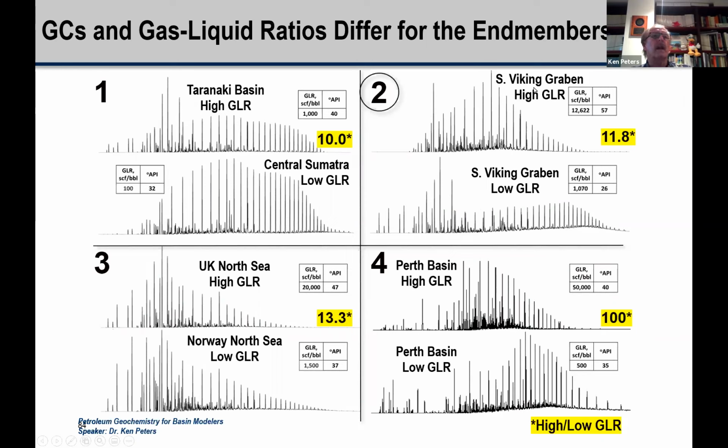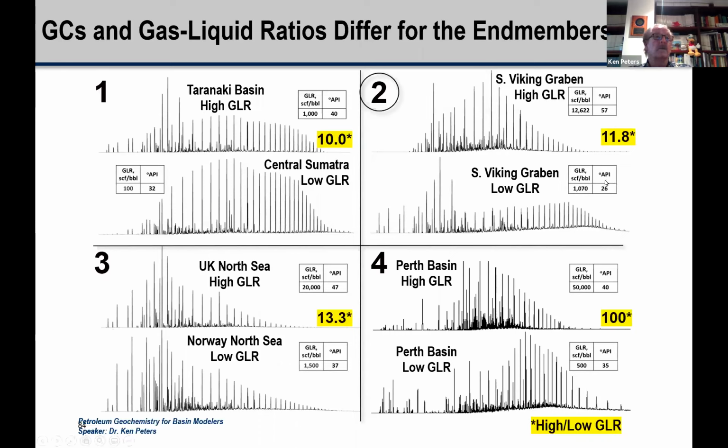We're mixing a Viking Graben oil with a high gas-liquid ratio of 12,600. That makes it a gas condensate. And we're mixing the other end member. This is another source, an oil source with a GLR of 1,000. So this would be described as a black oil. GORs, or gas-liquid ratios, less than 2,000, we'll call that black oil. Between 2,000 and 3,000, you might want to call that a volatile oil. And greater than 3,000, those are gas condensates.